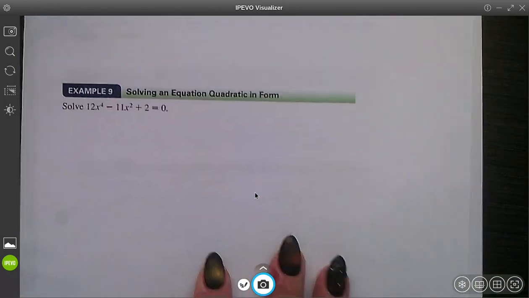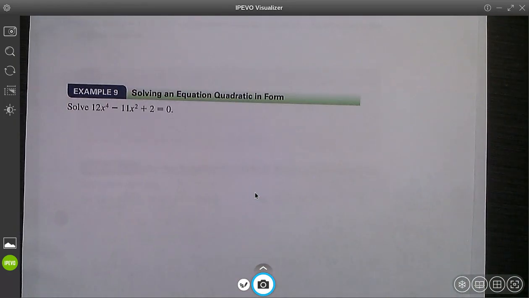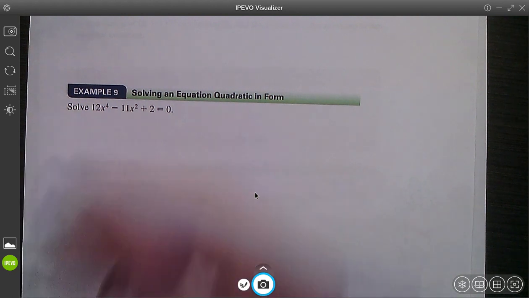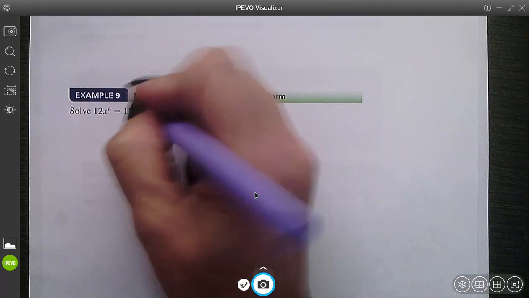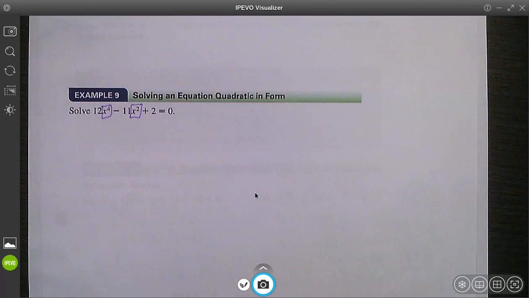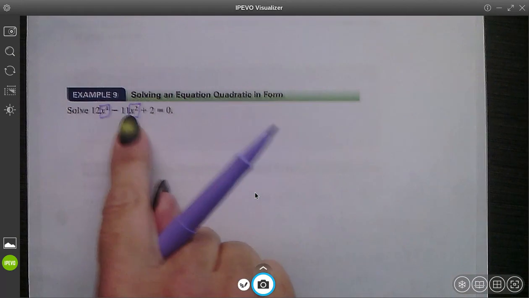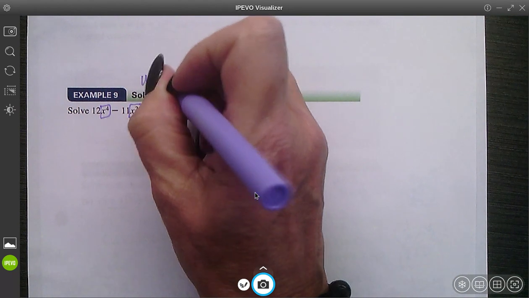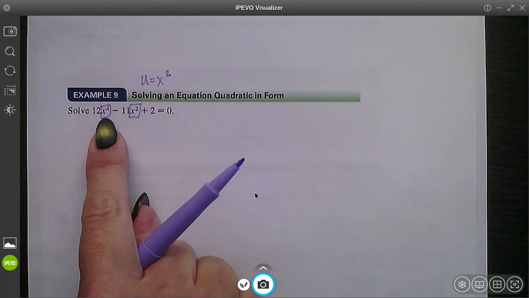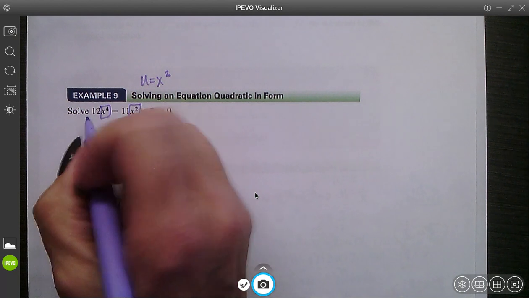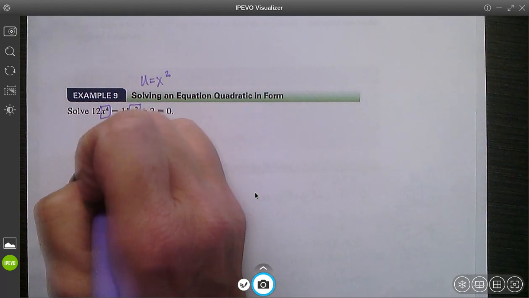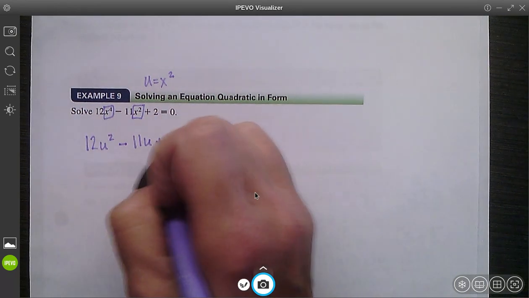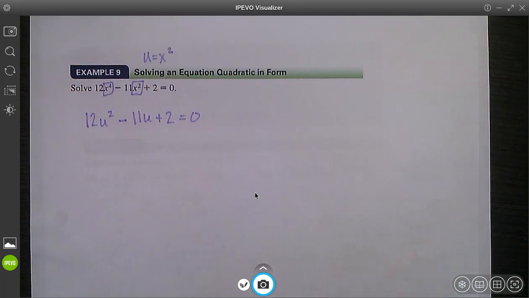The spacing on this one, I left a lot of room. This is another quadratic in form. So I'm looking at my exponents. I see that one of them is twice as big as the other. I have x squared and I have x to the 4th. So the smaller one is going to be u. So u is going to be x squared, which makes this one my u squared. So I'm going to rewrite it as 12u squared minus 11u plus 2 equals 0.